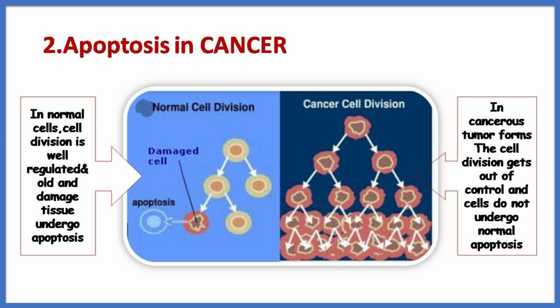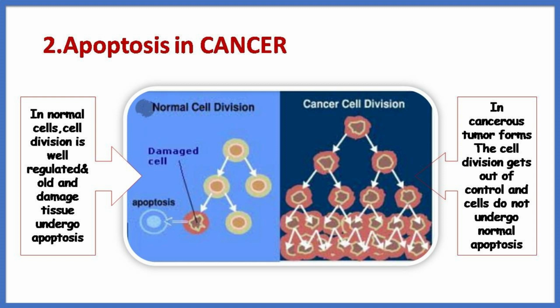Then the second one is the role of apoptosis in cancer cells and normal cells. You know very well about apoptosis. The apoptosis process is a form of programmed cell death that occurs in our cells. You can see the diagram. In a normal cell, the cell division process is tightly regulated, and old and damaged cells undergo apoptosis as new cells are produced.